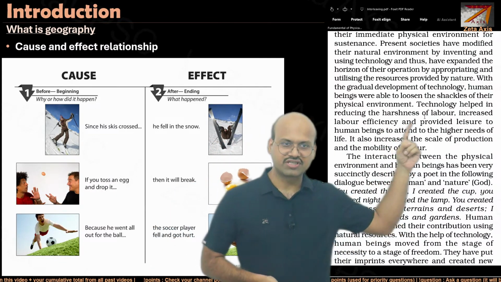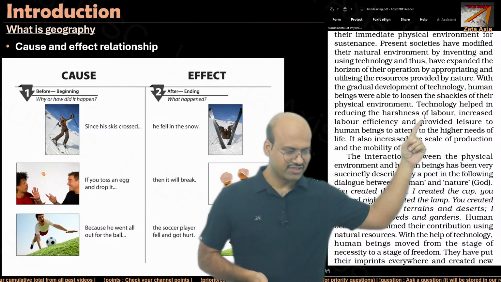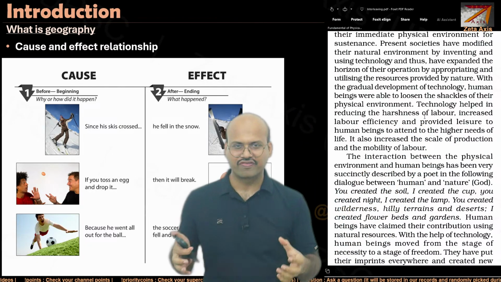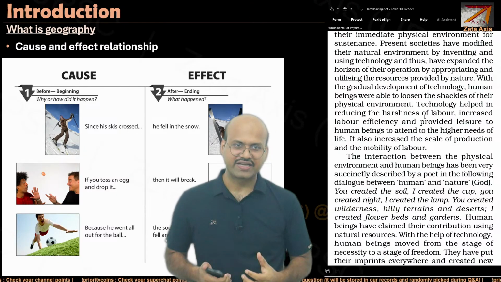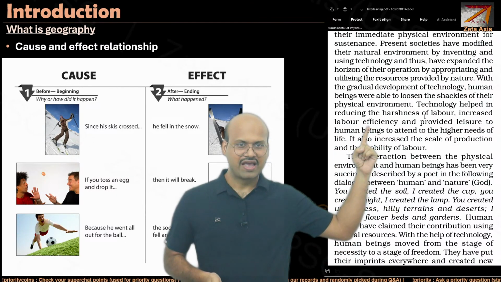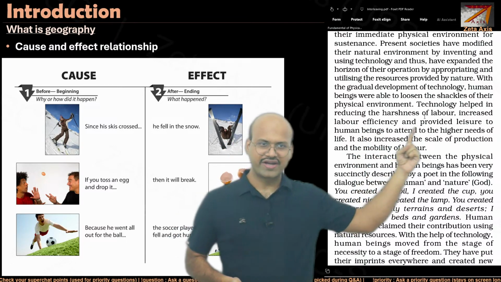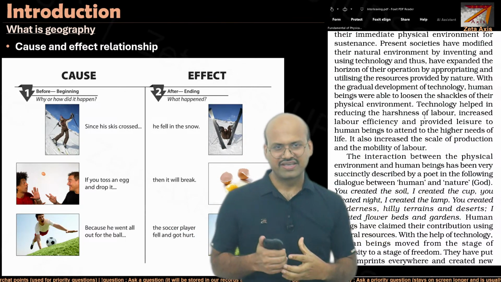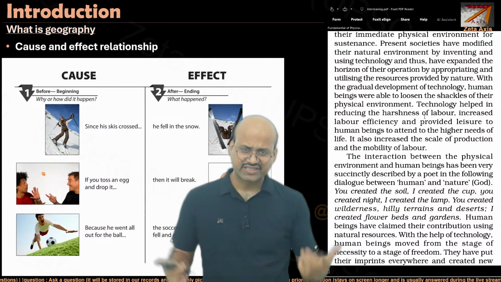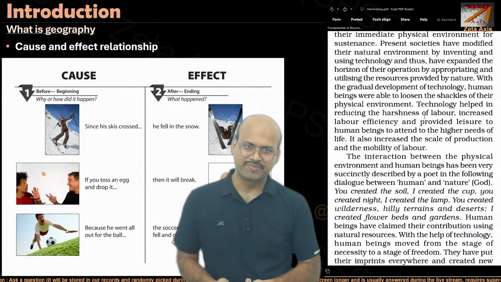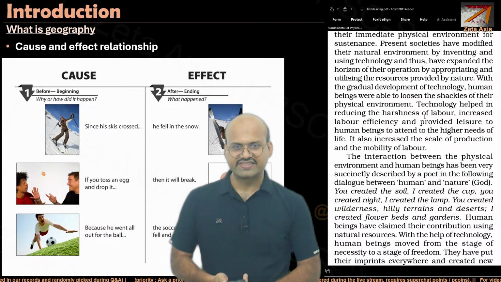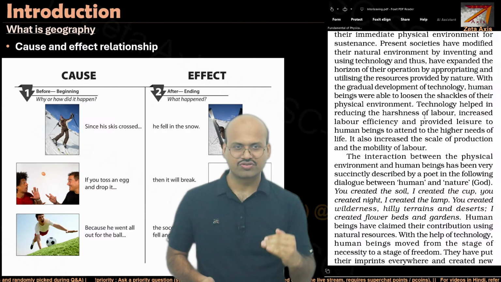Technology helped in reducing the harshness of the labor. So we can see that because of technology, the harshness of the labor, that is the amount of manual effort that was required, has been reduced. There is increased labor efficiency and provided leisure to human beings. So we have eased the labor that was required. Earlier for excavating we needed human labor, but now we have JCBs. Similarly, there are many other specialized equipments which are used, which has reduced the labor.